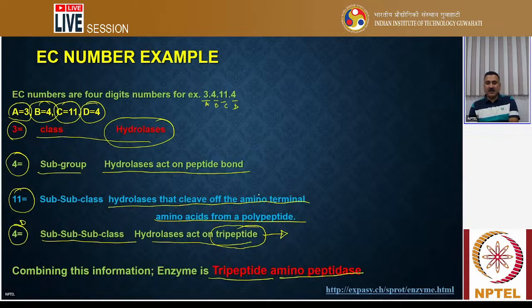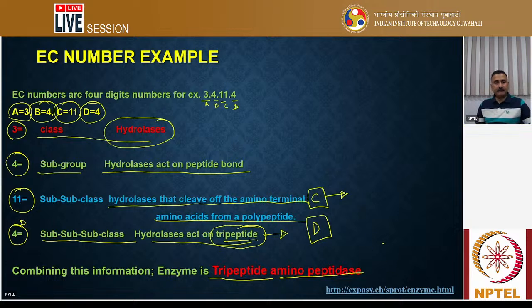You see that C and D give you the information about the substrate. C tells that it is going to cut after the amino terminal, and D says that it is a protease which is going to work against the tripeptide. So based on this, the enzyme name is tripeptide aminopeptidase. You can get more information about this in ExPASy.